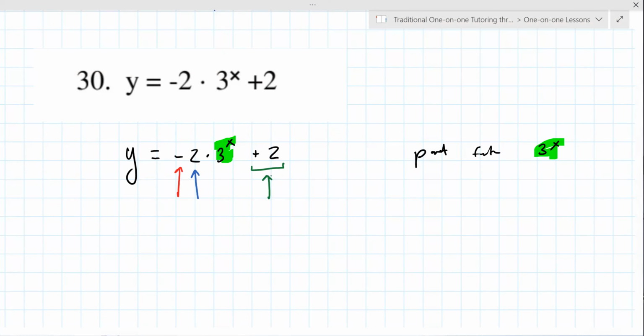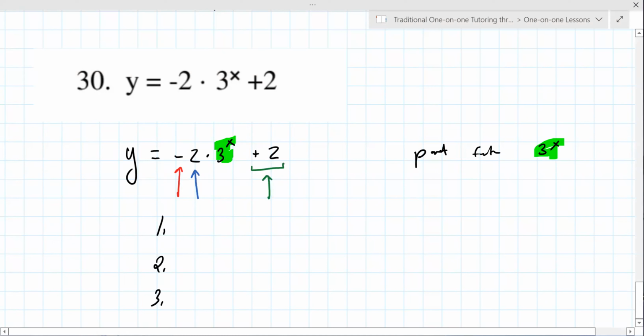So there's 3 transformations here. Now the order does matter, but sometimes instructors don't prioritize that. They just hope that you get them correct here. Do any of these mean anything to you? Like the negative in front, the 2 in front, or the +2? Meaning, do you know any of the transformations right now?